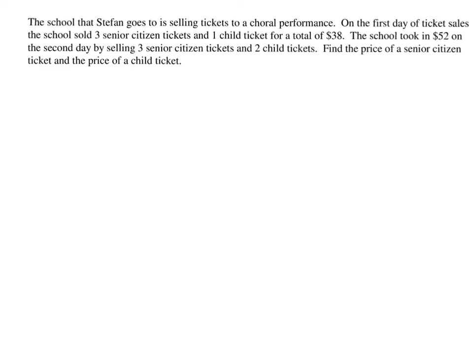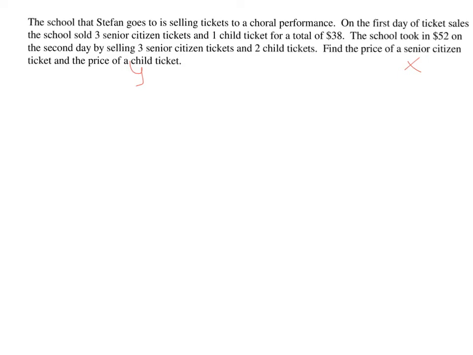Okay, and now we're looking at a couple of word problems. So for the first one, the school that Stefan goes to is selling tickets to a choral performance. On the first day of ticket sales, the school sold 3 senior citizen tickets and 1 child ticket for a total of $38. The school took in $52 on the second day by selling 3 senior citizen tickets and 2 child tickets. Find the price of the senior citizen ticket and the price of the child ticket. So the first thing we have to do is identify our variables, what we're looking for. So we're looking for the senior citizen ticket price and the child ticket. That's going to be our x and our y.